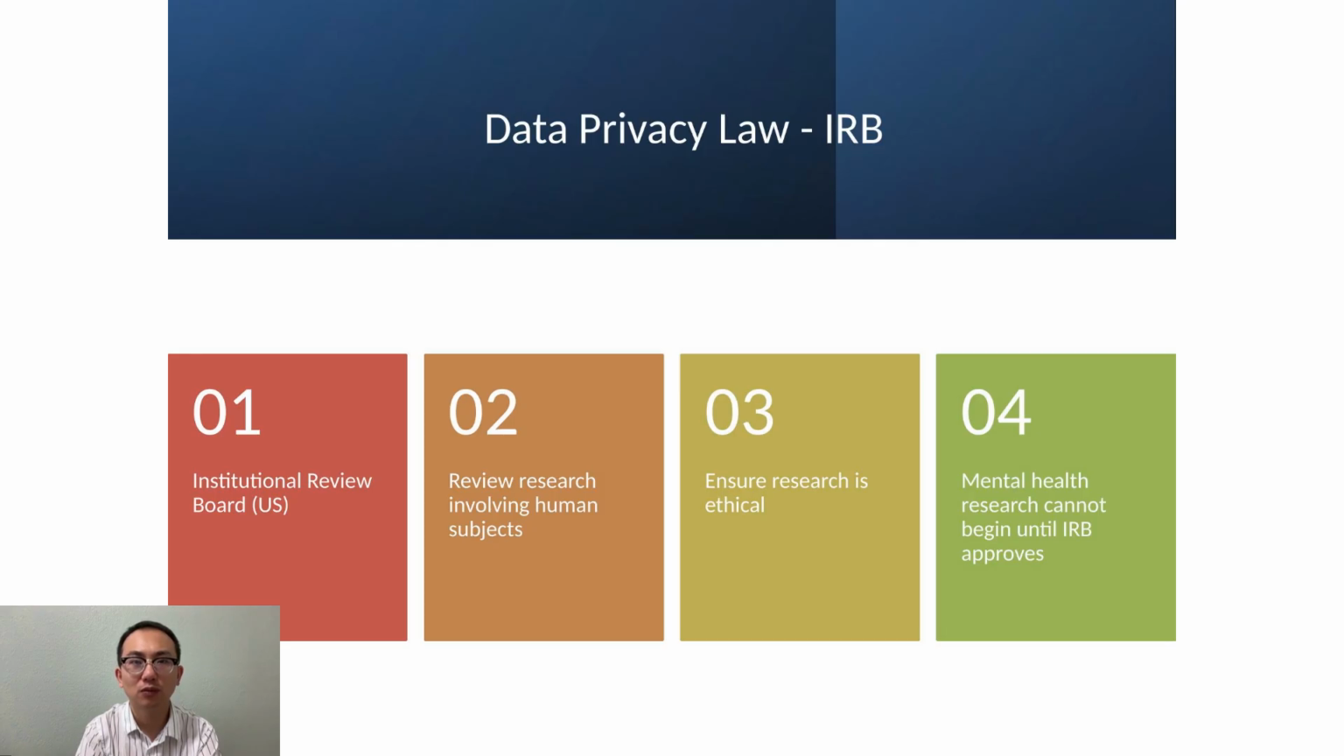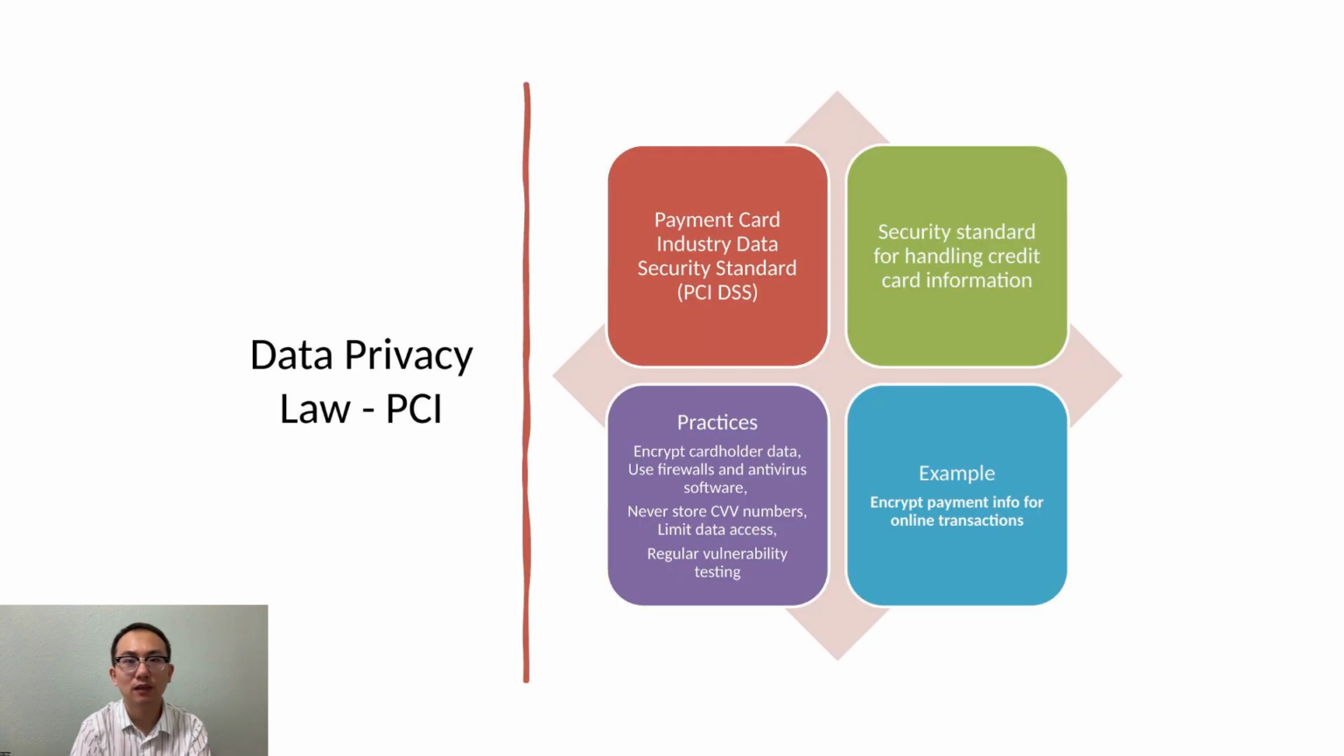Institutional Review Boards, US, abbreviated as IRBs, exist to review research involving people, like surveys or experiments. Before data collection begins, the IRB must approve the research plan to make sure it's ethical, safe, and respects privacy. This means participants must give informed consent, their data must be secure, and any risks must be clearly communicated. For instance, if a university researcher wants to study mental health through surveys, they can't just start, they must go through IRB first. Now let's talk about credit card data.